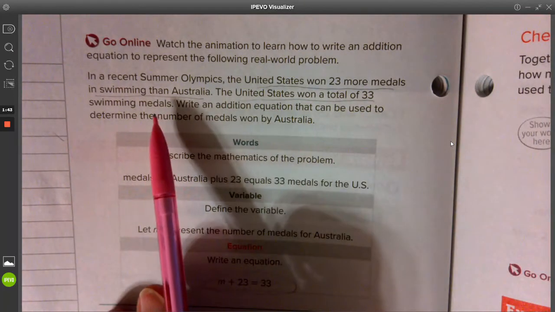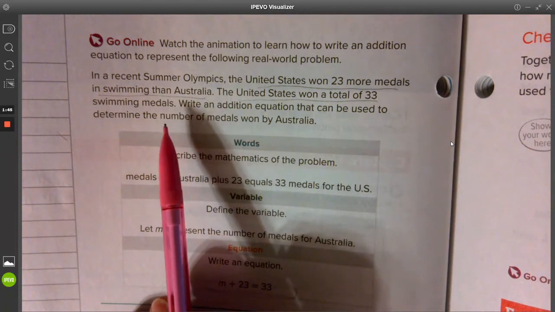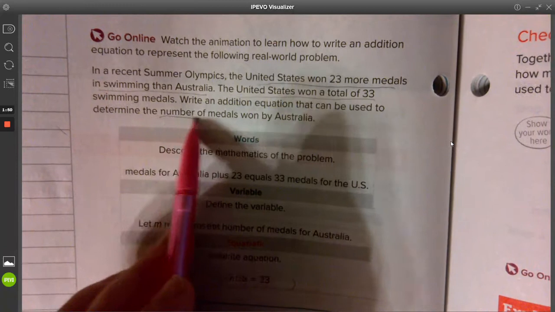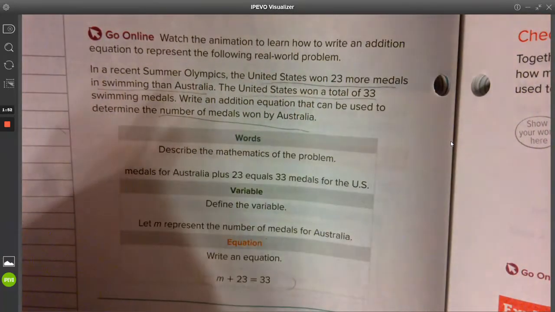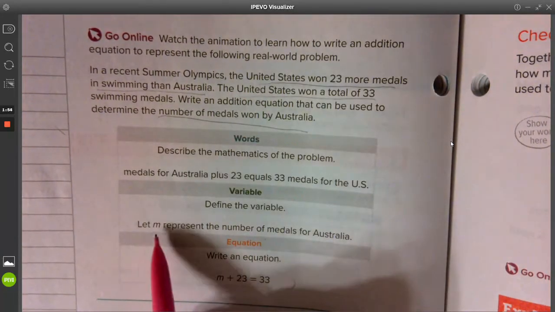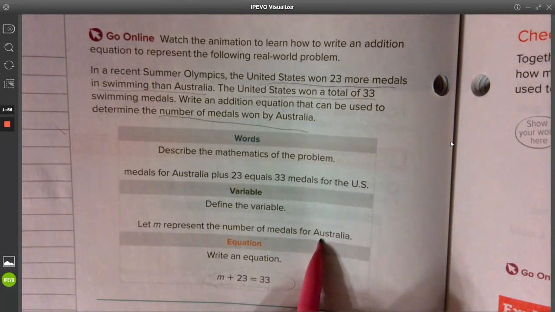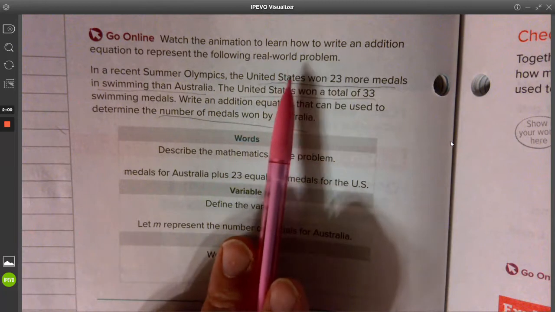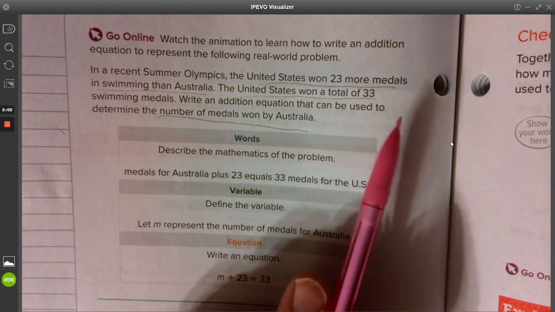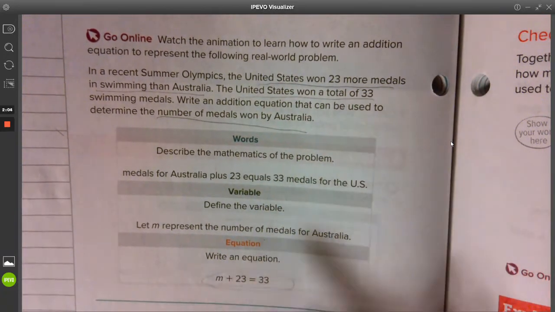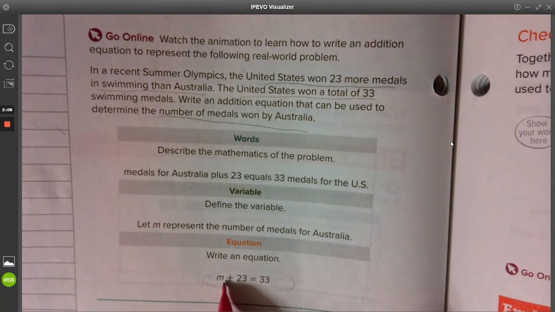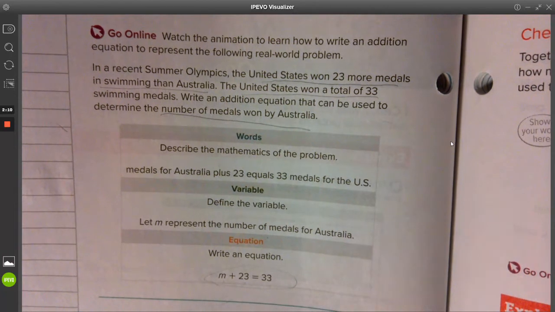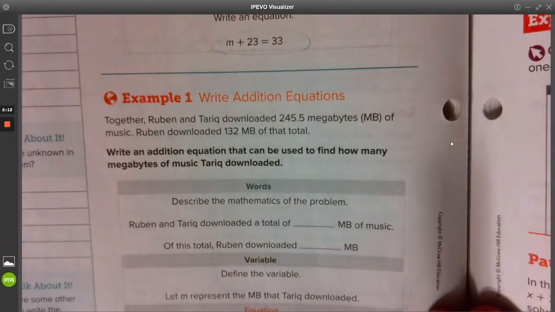And we need to define what the variable is. Well, what are we being asked to find? We're being asked to find the number of medals won by Australia. So we should use the variable m to represent the number of medals Australia has won. We know that the United States won 23 more medals. More means addition. So we're going to take m plus 23 to equal 33. So that would be how we would write this equation.